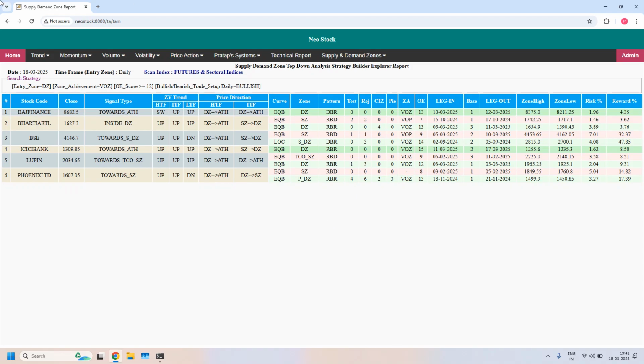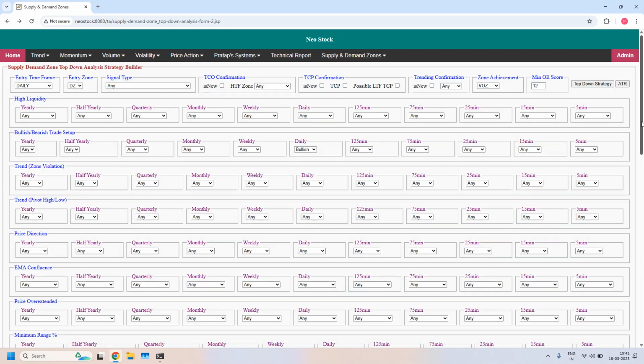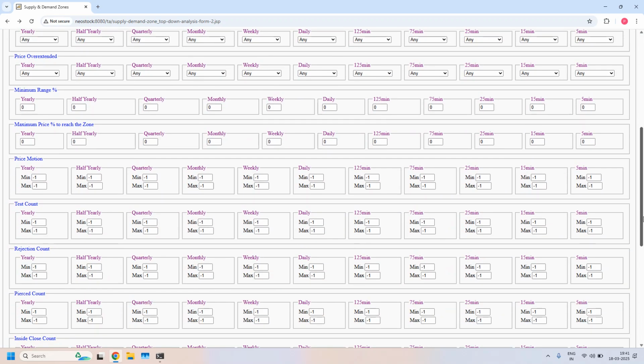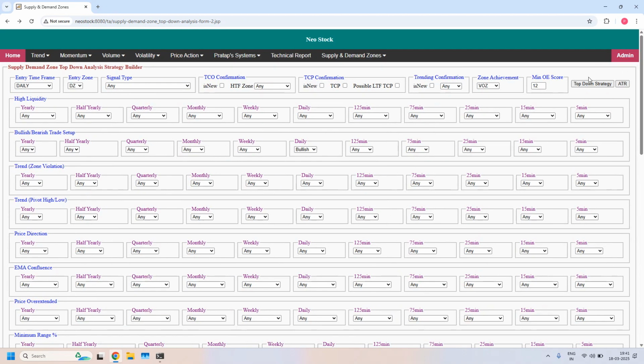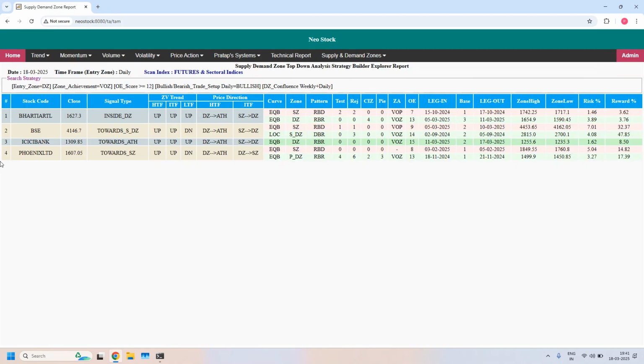So first, daily and weekly demand zone confluence, that is LTF, ITF, demand zone confluence. So daily demand zone with weekly demand zone confluence filter is enabled. With this filter, out of 6, we got 4 stocks. In these 4 stocks, these daily demand zones are overlapped with weekly demand zone. And the weekly trend is uptrend in all the stocks.